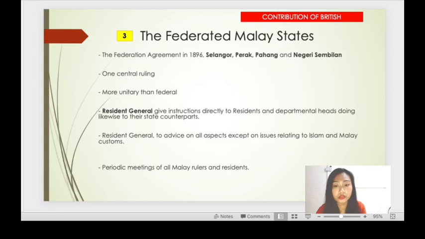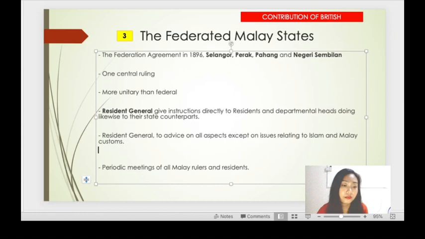So that means above the resident is the resident general. So the resident needs to report to the resident general. The resident general advises on all aspects except on issues relating to Islam and Malay customs. Periodic meetings of all Malay rulers and residents.